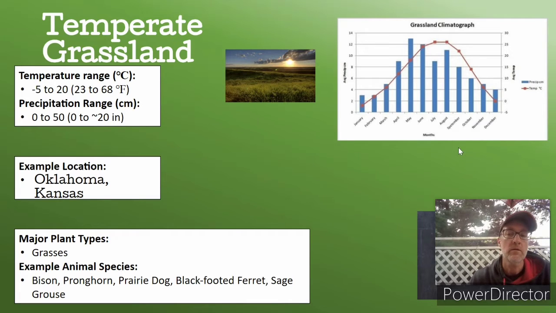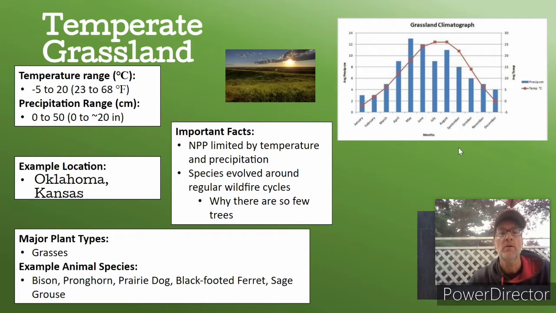Bison historically roamed across the United States. Prairie dogs, black-footed ferret, which is an endangered species. You can see the climatogram. We can see that we've got temperature ranges fluctuating from 23 to 68 degrees Fahrenheit, and rainfall can be extremely low.